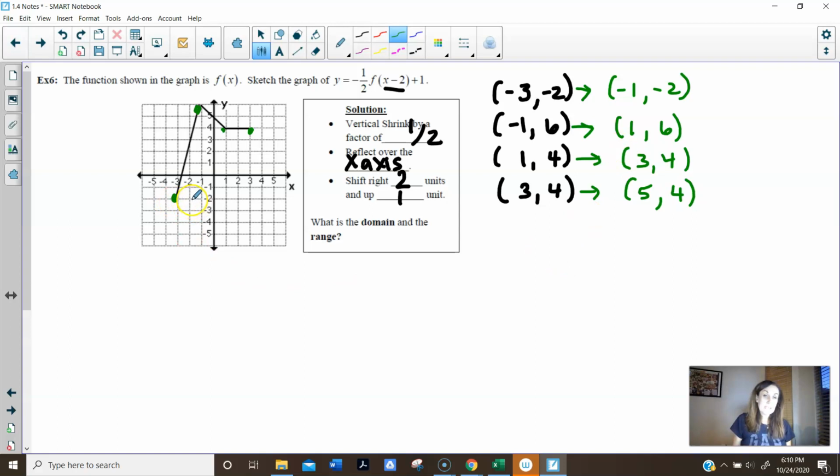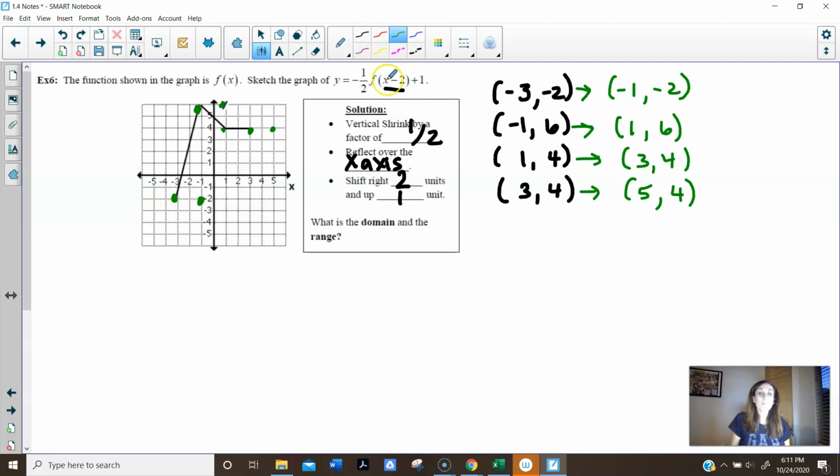That means this point's going to move 1, 2, and now it's going to be left 1 and down 2. This point here is going to move 1, 2, and now it's going to be right 1 and up 6. Add 2 to the 1, and it's going to be 3, 4, which this point is now here at 3, 4. The last point, which is here at 3, 4, is going to move to the right 2, which is now at 5, 4.